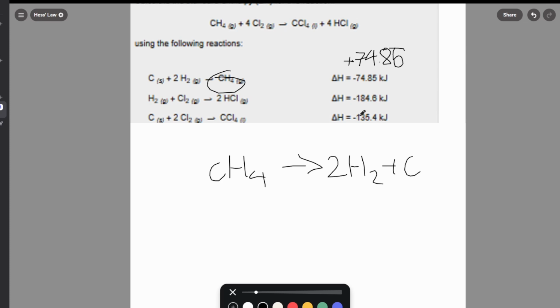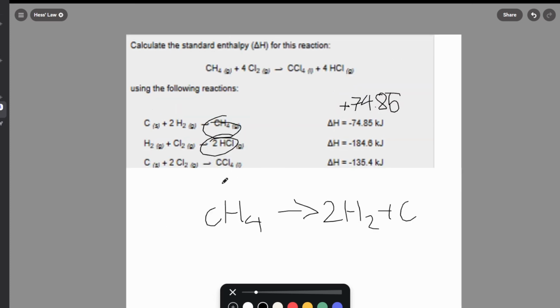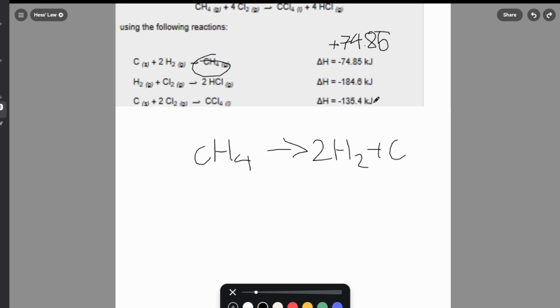Alright. Okay, so let me look up here. Yeah, it only asks for 1 CH4. And then down here, we got HCl. It asks for twice the amount here, so we times the whole thing by 2. And then you should get, yeah, it's already on the right side, so let's just do HCl.